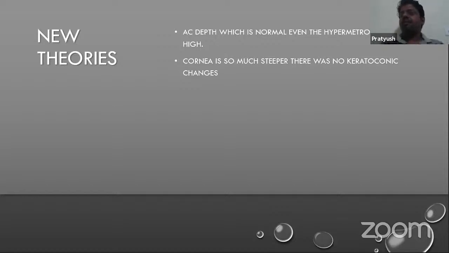She was happy. And another thing that we found out, that we have read in our theories, is that AC depth decreases in hypermetropia. For this patient, it was something different. The AC depth was deep, I will say. It's not even normal, it's a deeper AC depth.